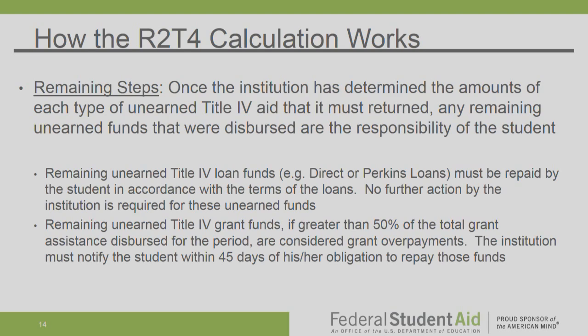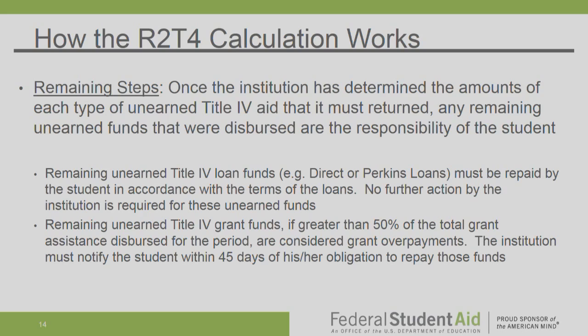So, stepping back, remaining steps. Once the institution has determined the amounts of each type of unearned Title IV aid that must be returned, any remaining unearned funds that were disbursed are the responsibility of the student. So for any Title IV funds that remain unearned, they must be repaid by the student in accordance with the loan terms, and no further action is required by you to return those funds.